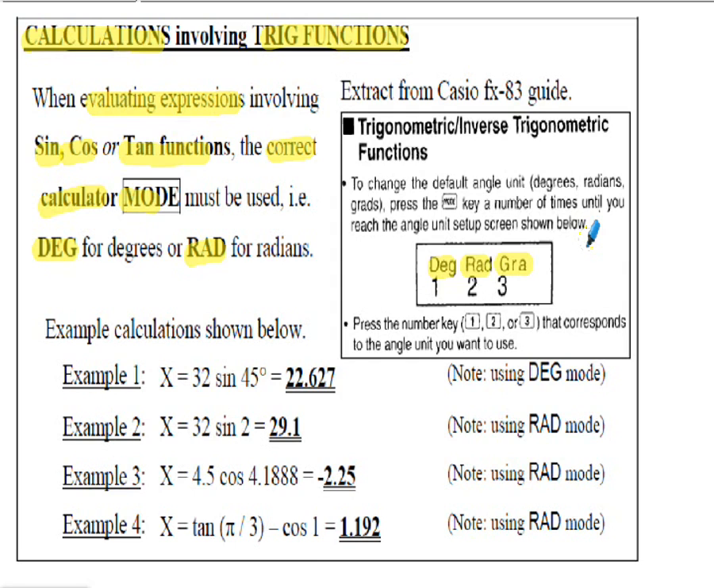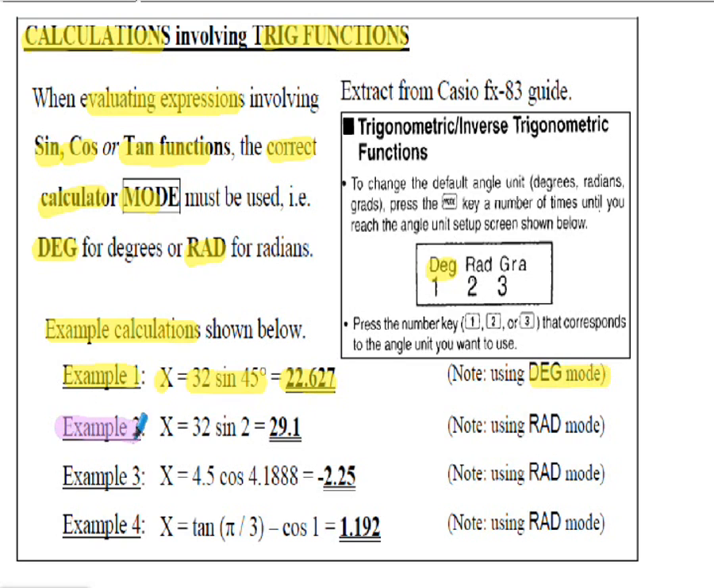So the point we're trying to make here is that we need to be in the correct mode when undertaking calculations using trig functions. Reviewing the example calculations, example 1, we're given that x is equal to 32 multiplied by the sine of 45 degrees. Now we can clearly see that's a degree angle, so we need our calculator set in degree mode, and evaluating 32 multiplied by the sine of 45 degrees produces a value of 22.627. So our calculator was in degree mode then.